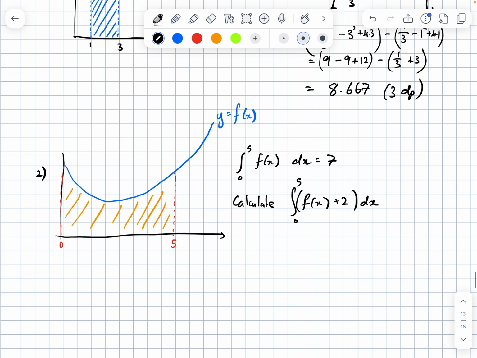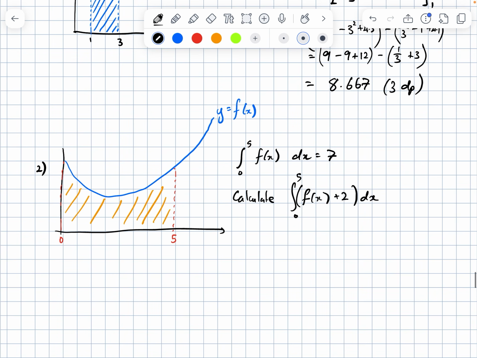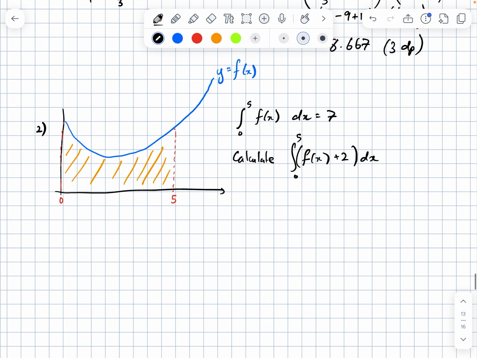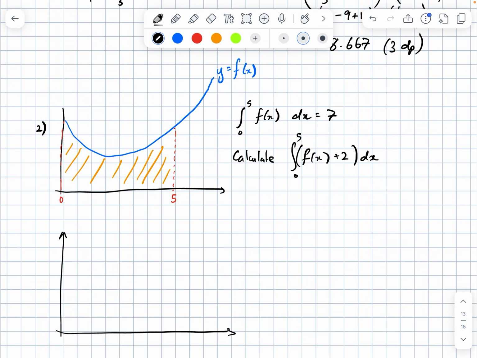Number 2. Instead of being given an equation, we've just been given a general picture, and we're told that the integral between 0 and 5 of this function shown is 7. We are then told to calculate the integral of this function plus 2 between 0 and 5. So I think it's easiest first to just visualize what's going on. I'm just going to copy this down, but add the plus 2. So adding 2 to a function will just raise it vertically by 2. So everything now has gone up by 2.